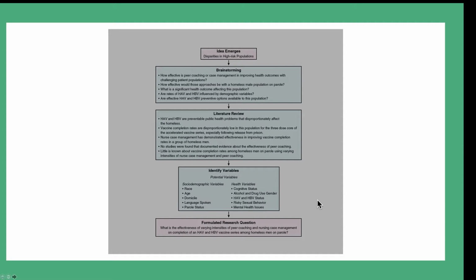They moved on to the literature review, and you will notice that they looked up HIV and HPV as preventable public health problems that disproportionately affect people experiencing homelessness. And then you can look through the other things they looked at in their literature reviews.